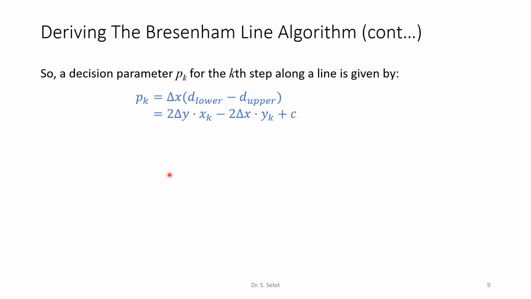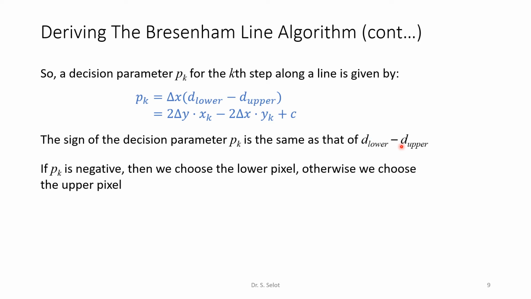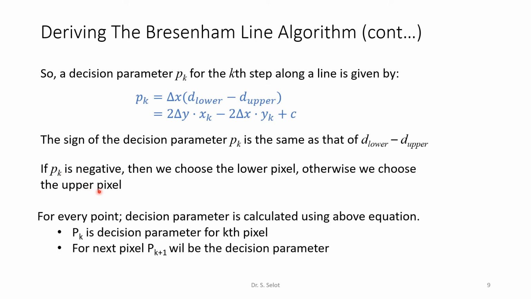So the current decision parameter is this, and it is based on the difference of these two values. Once we know whether the value of pk is positive or negative, then the decision can be taken whether we have to choose a lower or an upper pixel. However, this is not sufficient.